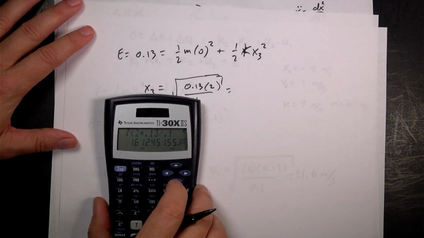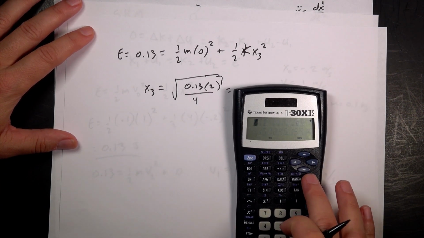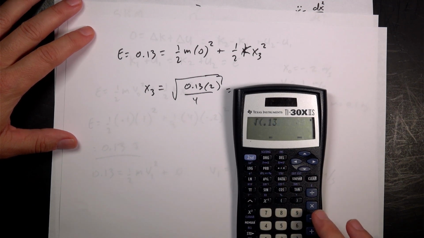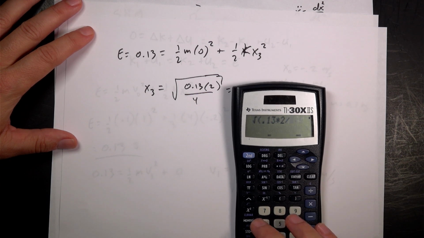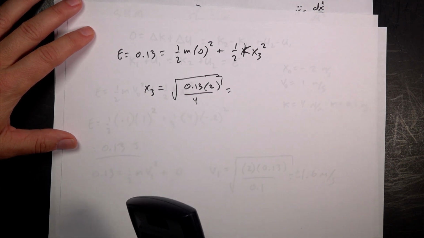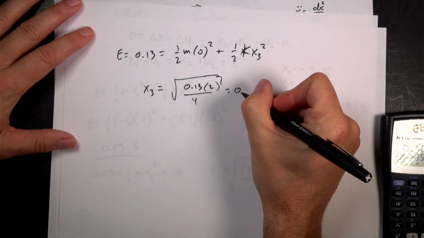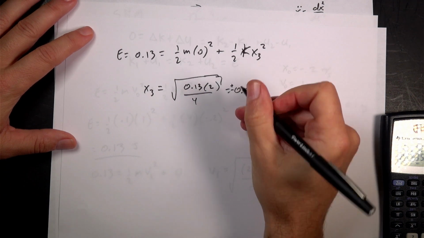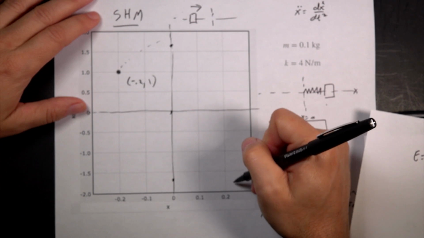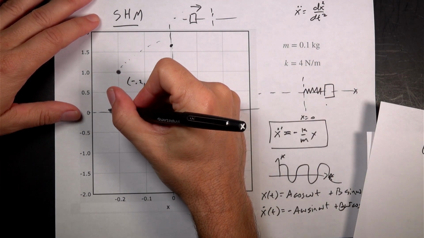Let's put that in the calculator, right here so you can see a little bit better. Okay, clear. Square root of 0.13 times 2 divided by 4, close parenthesis. And I get 0.25 plus or minus. So if I go back over to my graph, 0.25 is right here, and negative 0.25.